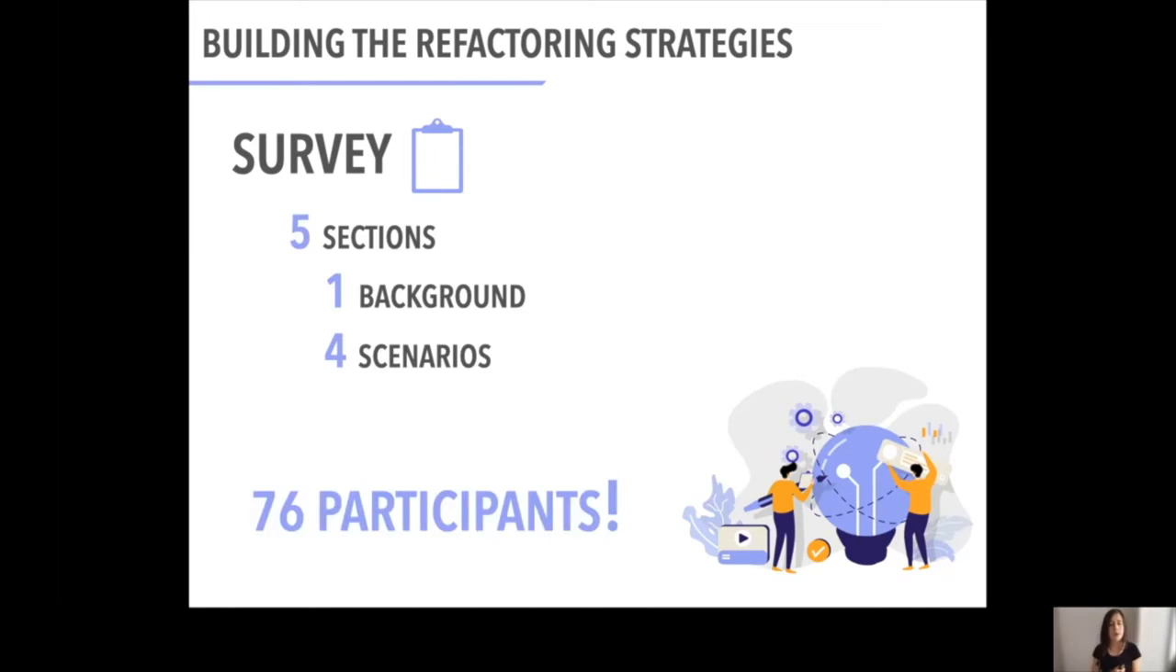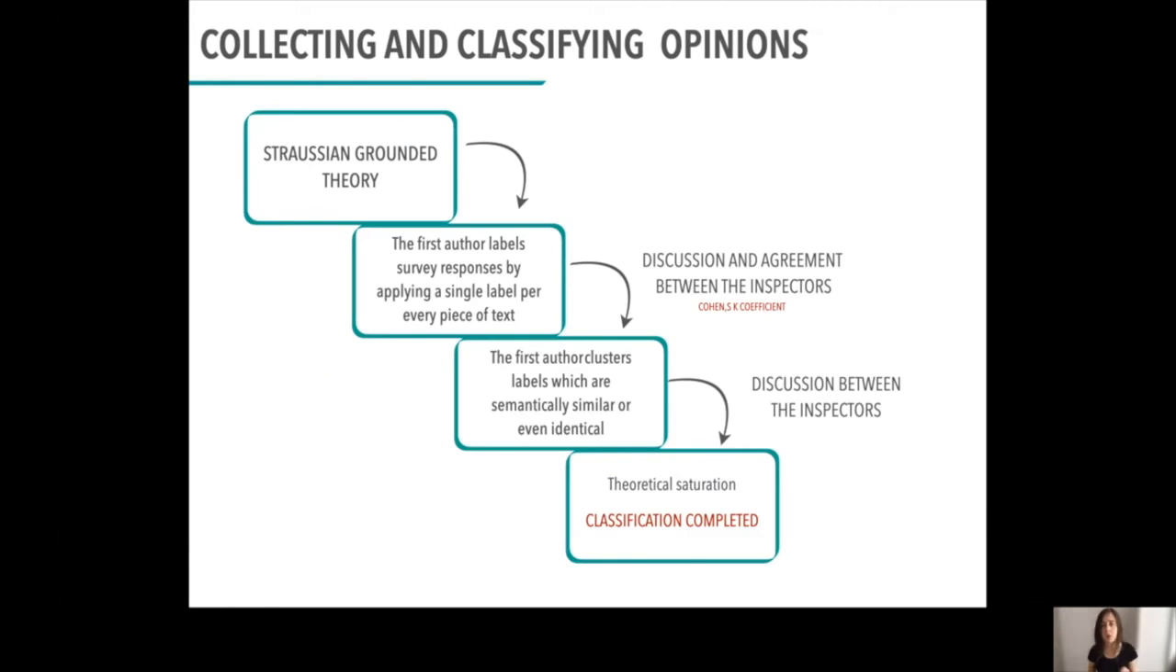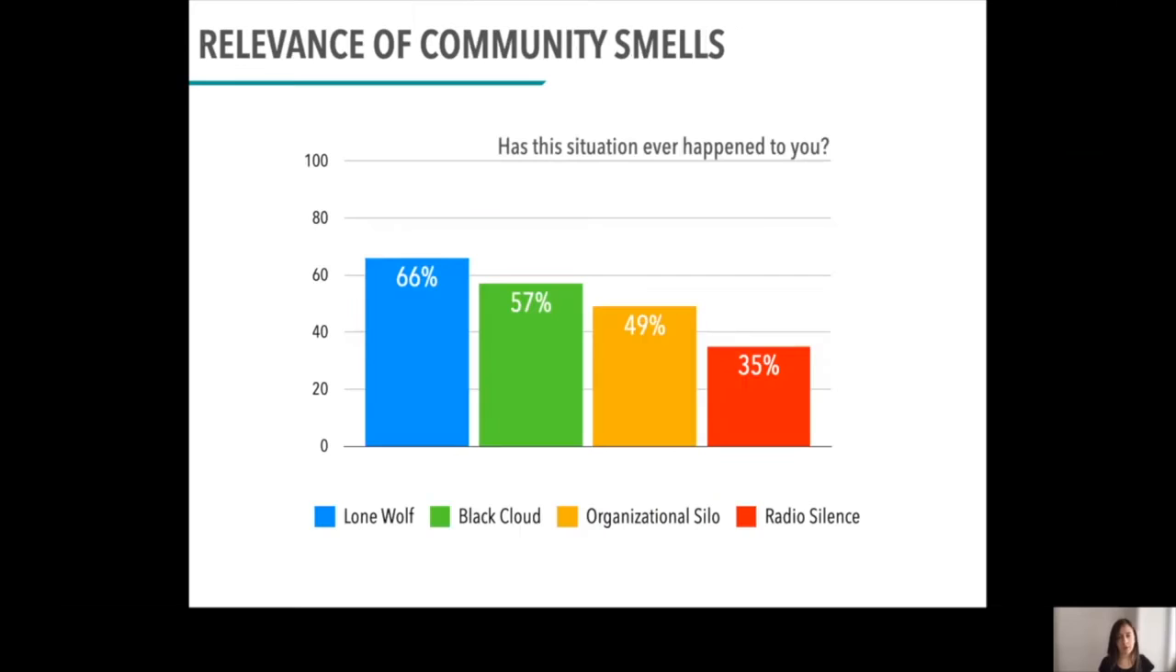In total, we received 76 answers, and in order to extract our refactoring strategies, we relied on the answers to the second question. In particular, starting from the open text answers, we relied on the grounded theory method, and we conducted two to three rounds in order to get from an open answer to a refactoring strategy, until we arrived at theoretical saturation, so the classification was complete. Let's move into the results.